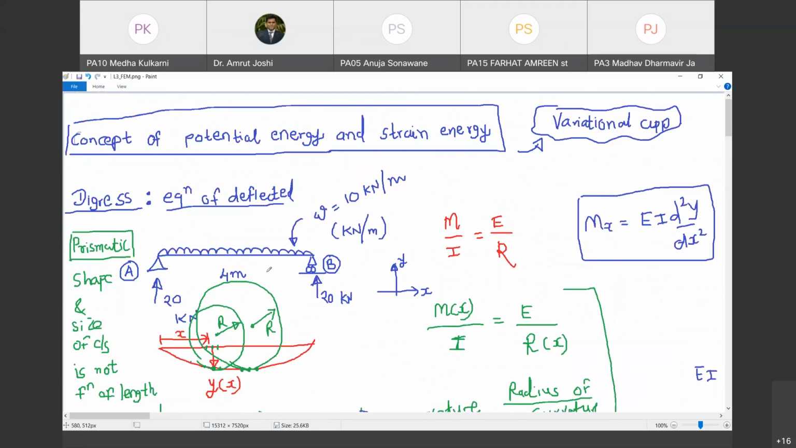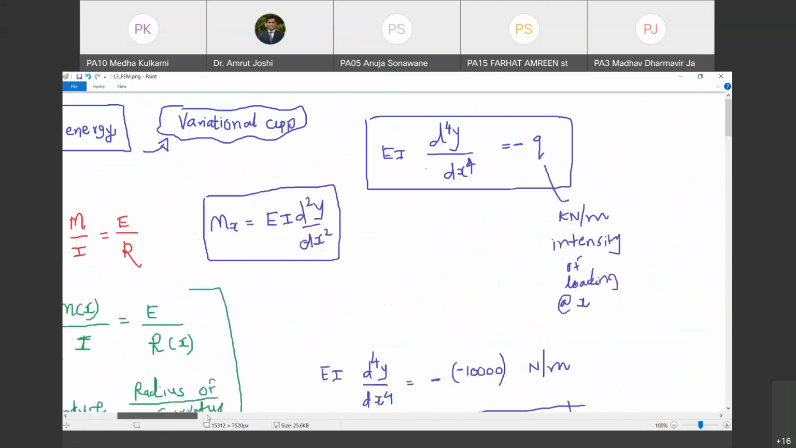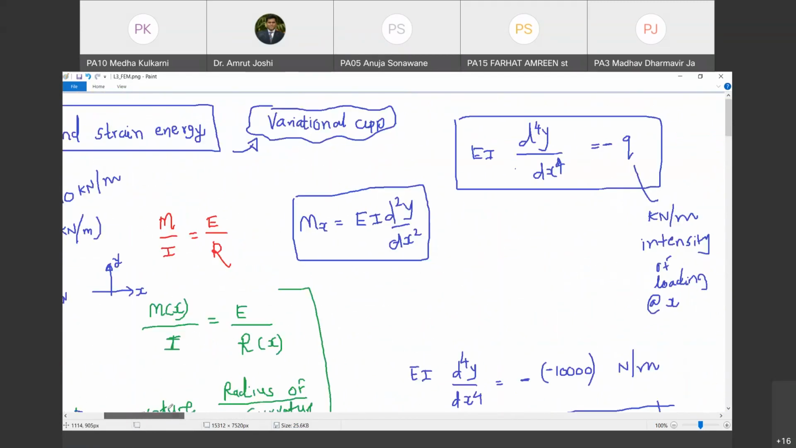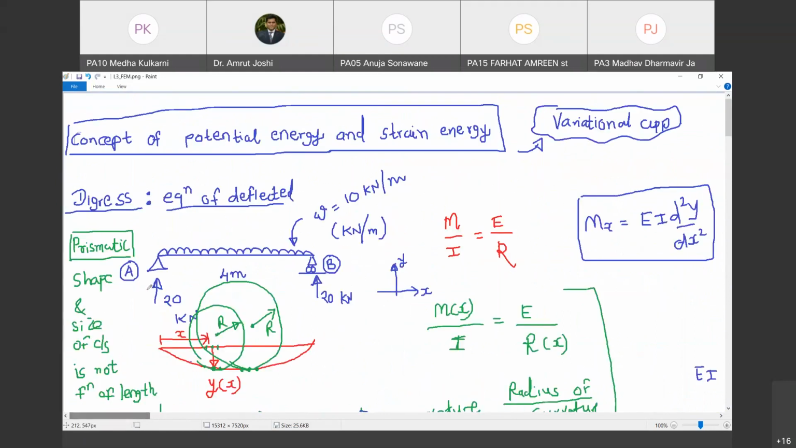It is easy to deal with minimization of potential energy rather than integrating the governing differential equation 4 times. That's why we often use the variational principle or principle of minimization of potential energy to arrive at the deformed shape of this body. Are you with me? Yes, sir. So we are going to close today with this remark.